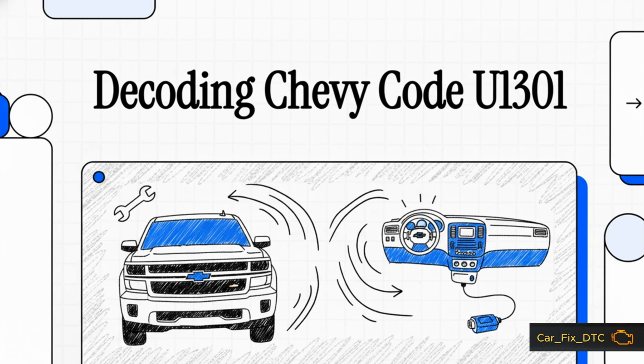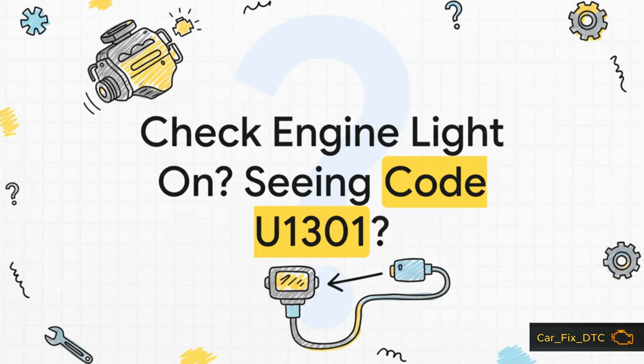All right, so you're a Chevy owner, you've got this U1301 error code staring you in the face, and you're probably thinking, what on earth is that? It's one of those cryptic codes that can be super frustrating. Well, in this explainer, we're going to break down exactly what that message means and, more importantly, what you can actually do about it.